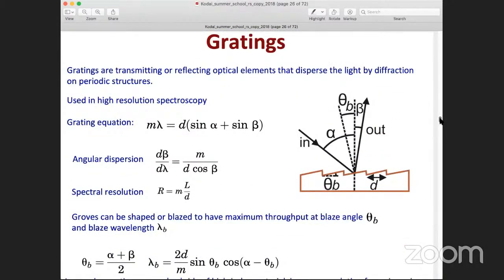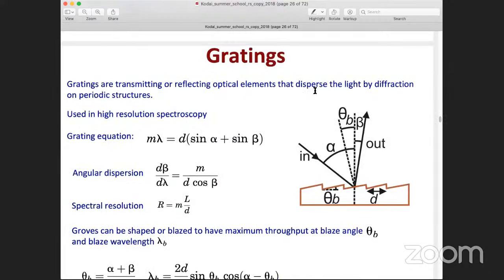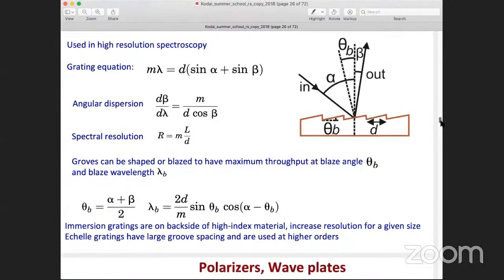Another dispersing element used in astronomy is gratings. Gratings are transmitting or reflecting optical elements that disperse the light by diffraction on periodic structures. They are typically used in high resolution spectroscopy, and this is the grating equation, where d is the period of the grating, alpha is the angle of incidence, and beta is the angle of diffraction. The angular dispersion d beta by d lambda you can derive from this, and the spectral resolution will be m times L over d, where L is the length of the grating and d is the separation of the grating grooves. Okay, I think we can skip over the formulas, but basically these are some of the elements available.